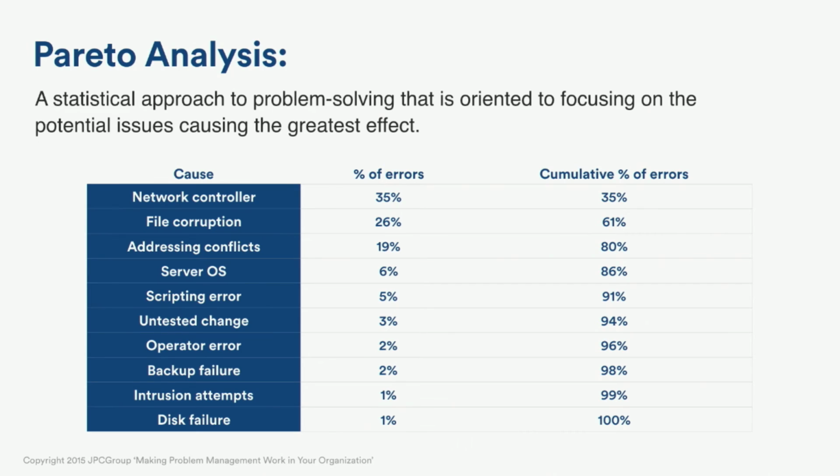So in this case, I've got things caused by the network. I've got things caused by file corruption, addressing, scripting errors, operator errors. A lot of different kinds of causes. So from the highest to the lowest, and then we see a cumulative number. And what we're going to do is talk about this 80%. You know the old 80-20 rule, right? 80% of what we've got is caused by 20% of the issues.